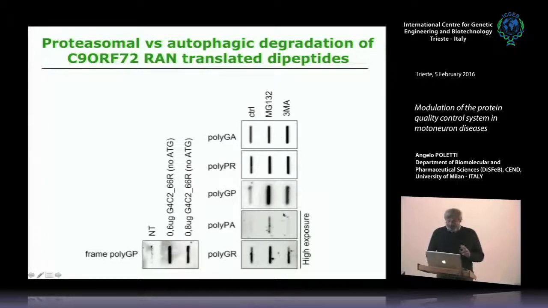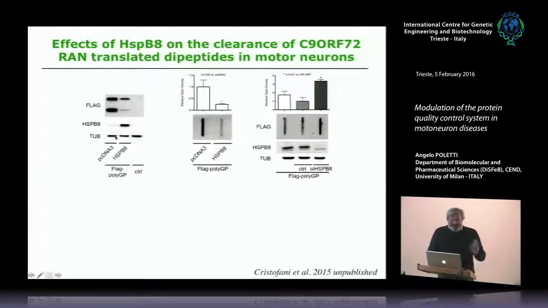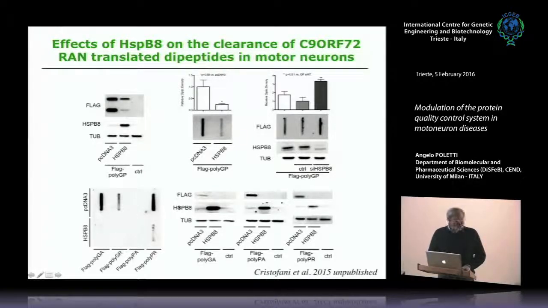They can be removed by autophagy. If you block the proteasome with MG132, which is the inhibitor of the proteasome, you show the fraction that is normally processed by the proteasome. And the opposite, if you block autophagy with 3MA, you show the difference of the total amount that is accumulating, which is probably the fraction that is normally processed by autophagy. If you express the mutant protein plus HSPB8, again, you completely remove all the dipeptides that are accumulating in the cells. If you use a control RNA, you have accumulation.